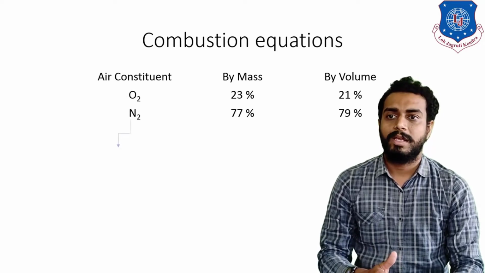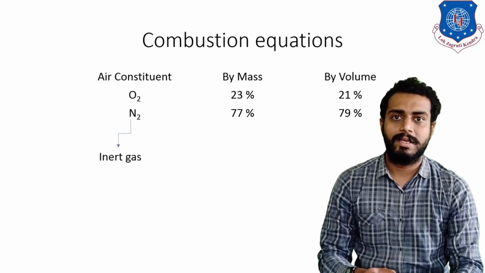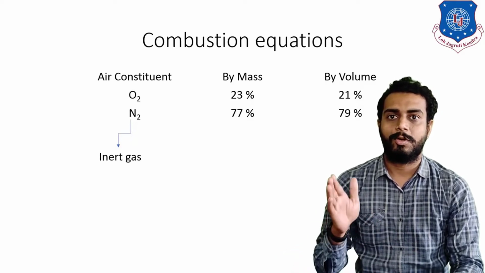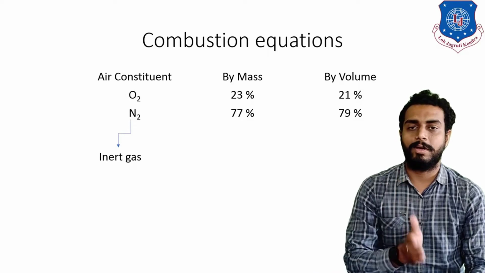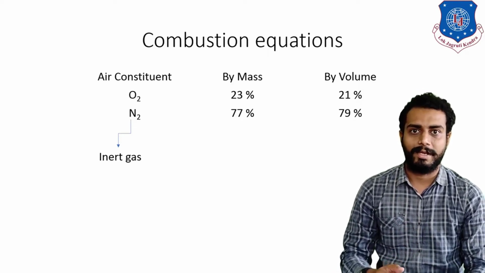Now here N2, nitrogen, is an inert gas. Inert gas means it will not take part in any reaction. So from the reactant side to the product side, it will remain as it is. Keep this in mind.